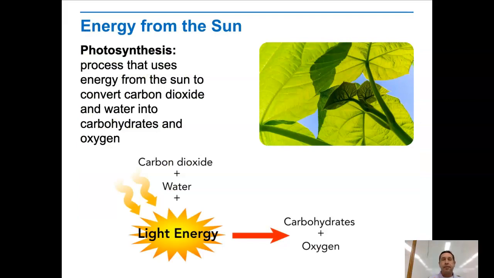So there's two kinds of primary producers, and they differ based on how they get their energy. Most primary producers that we're familiar with are going to use photosynthesis. And photosynthesis means using light to make food. So they take the energy from sunlight and convert carbon dioxide and water into carbohydrates and oxygen. And you can see the equation here down below.